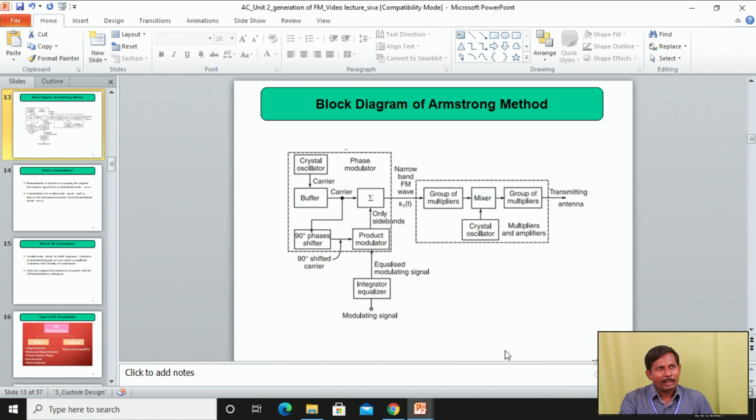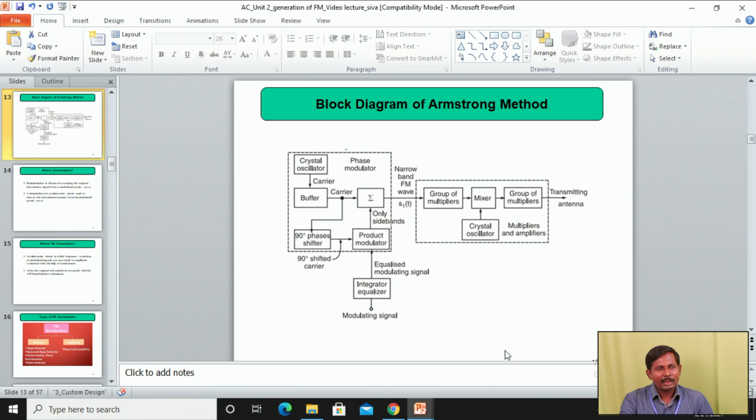Then the 90-degree phase shifter is used to shift the carrier signal by 90 degrees. Therefore, the summation unit sums up the direct carrier signal and the 90-degree phase shifted version of the signal.